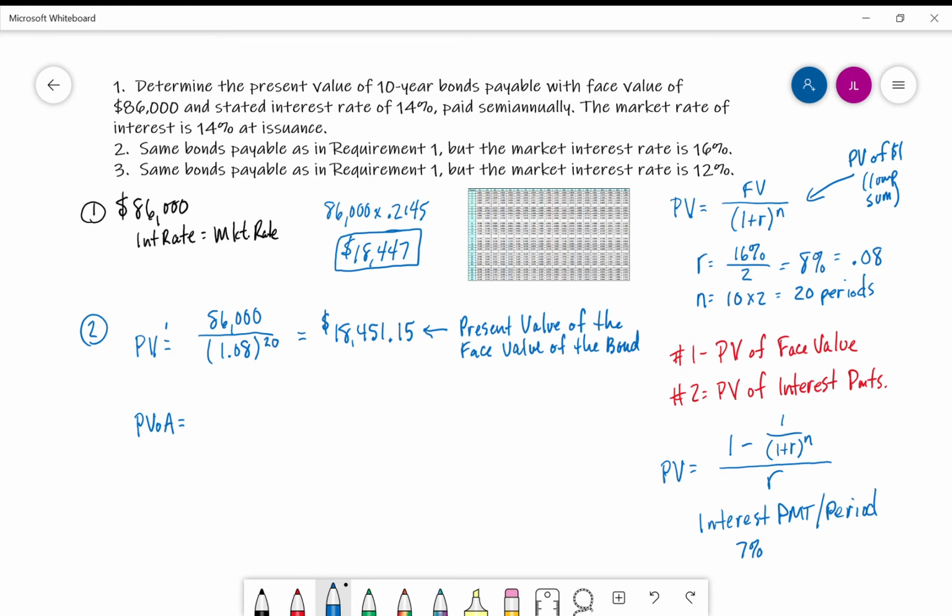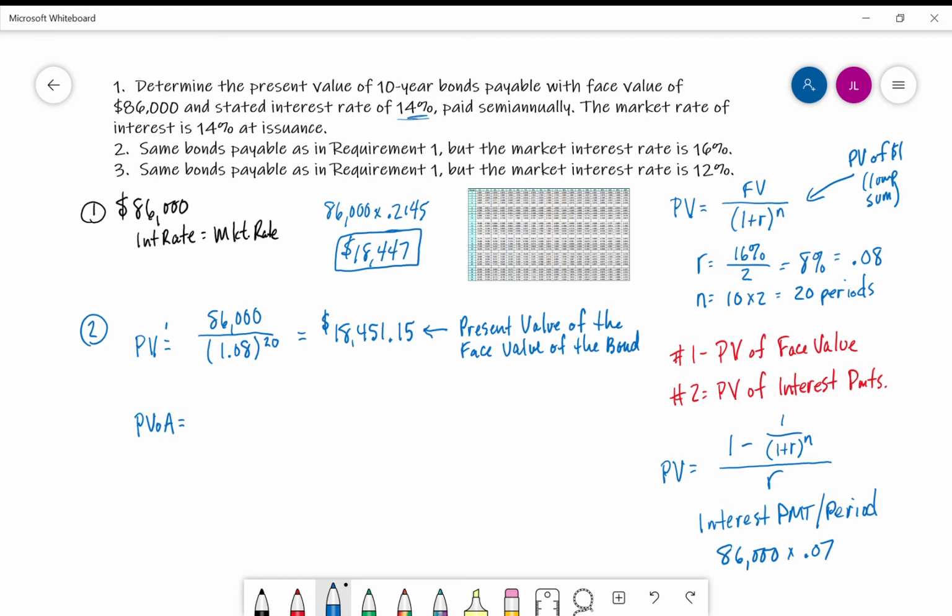And this is the point where we use the interest on the bond. For everything else, we use the market rate. But to calculate how much interest the bond pays, we use the interest on the bond. So if we're looking at 7%, basically what we have to do here is take the 86,000, which is the face value of the bond, and multiply that by the interest that the bond pays per period, which is the 7%.